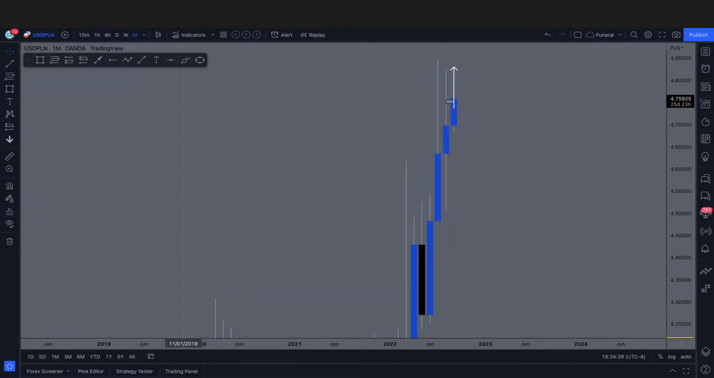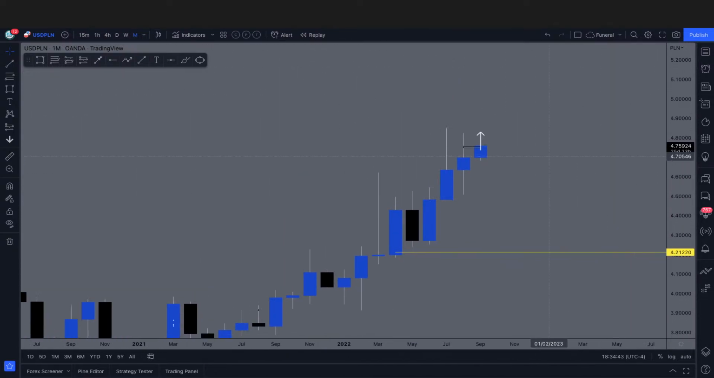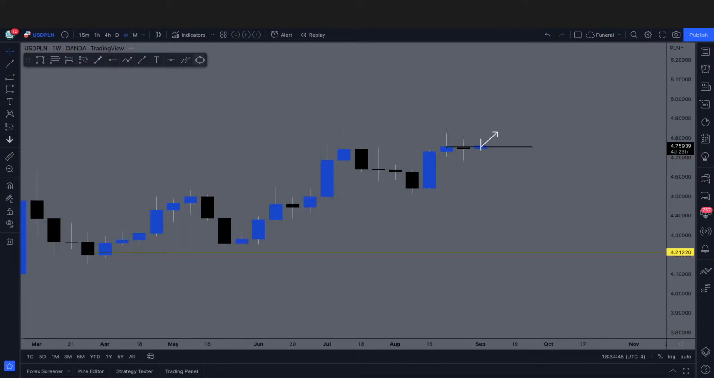If we do look at USD/PLN from the monthly time frame, pushing to the upside very, very aggressively, starting to become overextended.